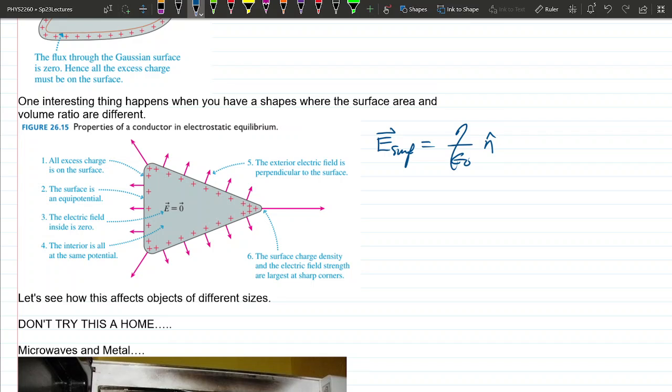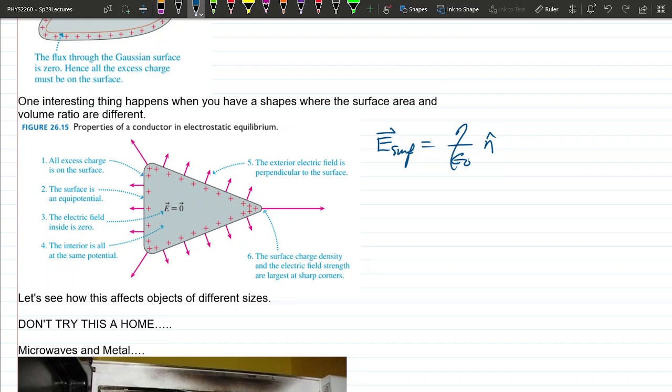So therefore, if you have more charge density here, the electric field is going to be stronger, pointing directly away from the surface, right? If you have less charge density, it's going to be a weaker electric field. So therefore, these sharp edges will produce electric fields that are bigger.